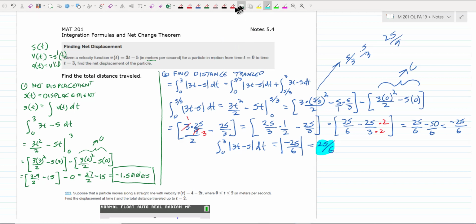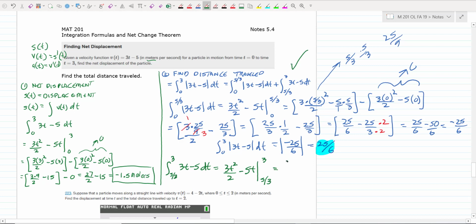Now the next thing we need to do is the second integral. So now we do the integral from 5/3 to 3 of 3t minus 5. We don't worry about absolute value because the answer is going to be positive anyway. The antiderivative again is 3t squared over 2 minus 5t, and we need to evaluate that from 5/3 to 3. Let's go ahead and do that.